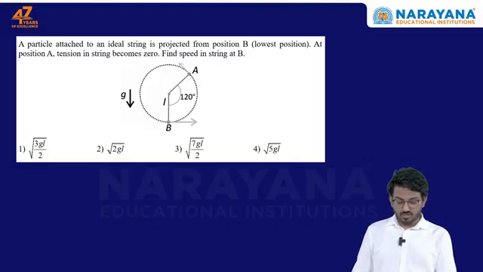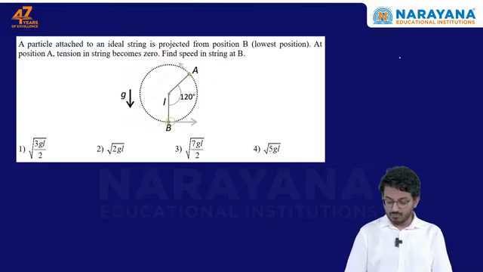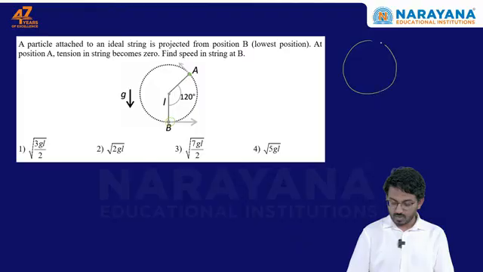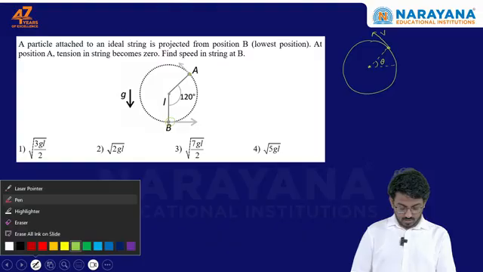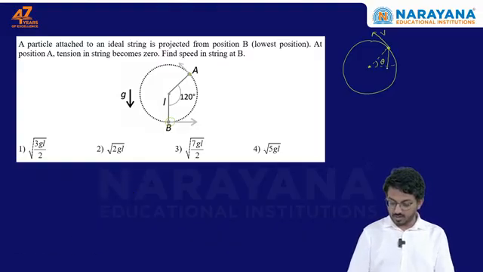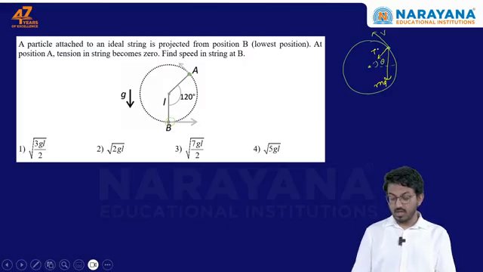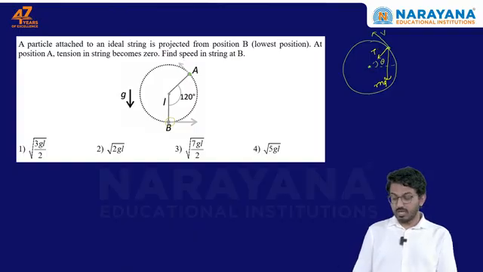They are asking what is the minimum velocity required at point B so that the tension becomes zero at point A. First you have to understand a few things here. If we are at some angle theta, going with some speed v, then the forces acting on the particle are mg and tension towards the center. If I want the tension to become zero, then a component of mg must behave as the centripetal force.